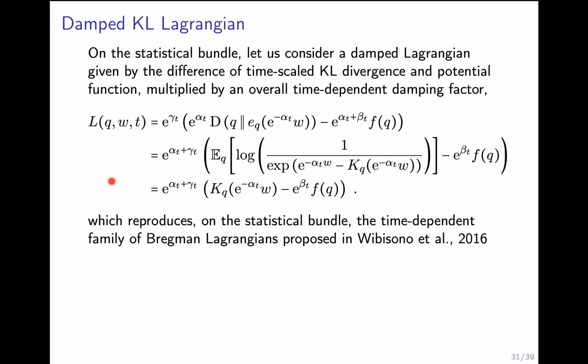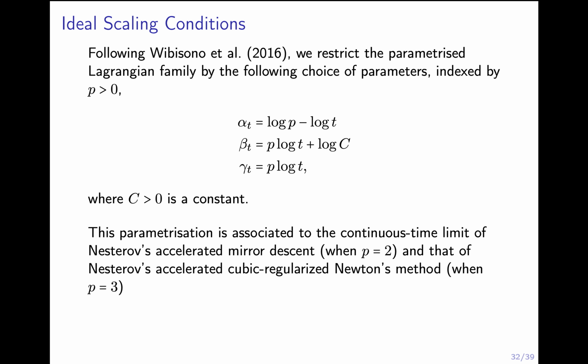So we can explicitly write this damped KL Lagrangian in this way, which is easy to compute, and it depends on the potential and also on the cumulant. We introduce, as in Wibisono 2016, proper ideal scaling conditions, which allow us to obtain, basically for p=2 and p=3, the continuous-time limit of Nesterov accelerated mirror descent and the cubic regularized Newton method. So we are making a choice which allows us to obtain equations of the same type as those discussed in Wibisono, even if in that context we are not over a statistical manifold, but generically on a Hessian manifold.